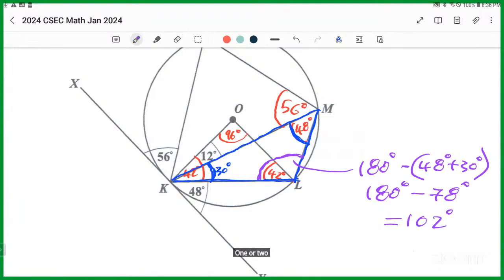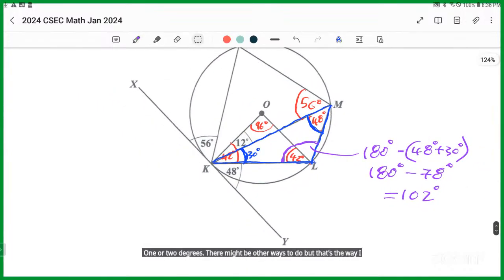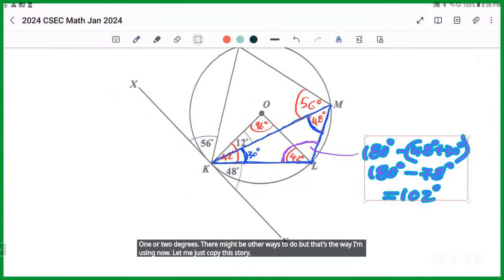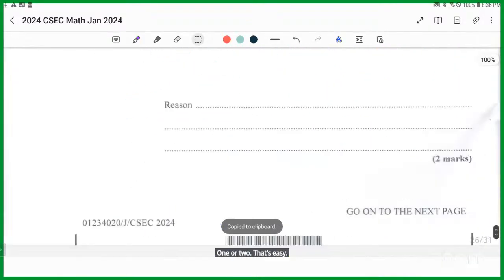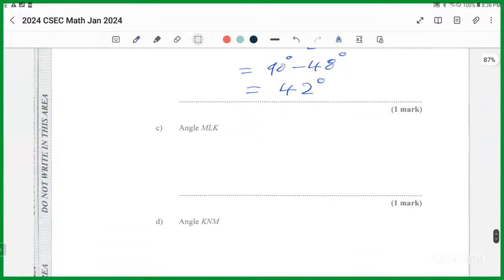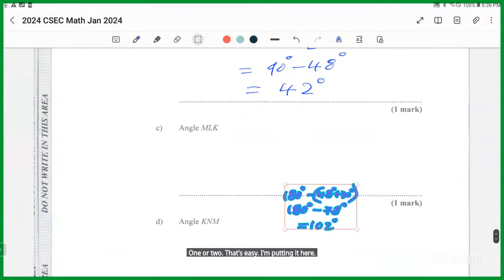There might be other ways to do it, but that's the way I'm using now. Let me just copy this down. All right, 102 degrees. That is it. That's because of the total angle in the triangle. I'm putting it here. 102.